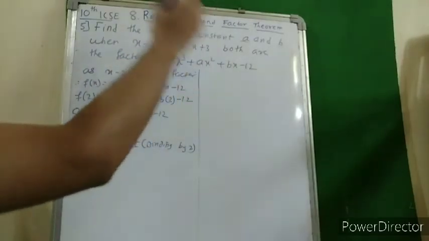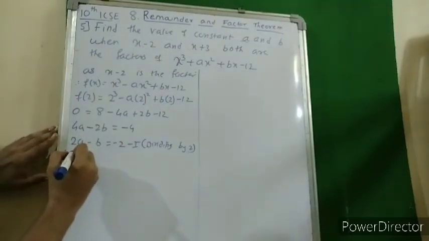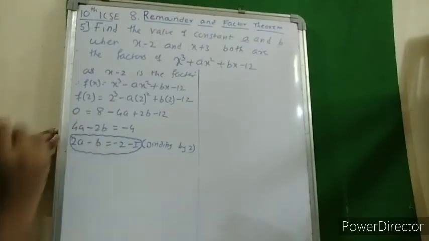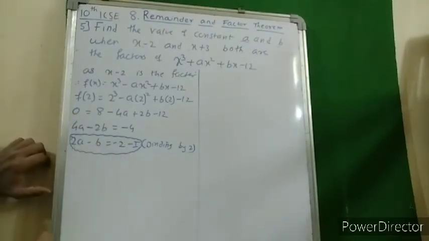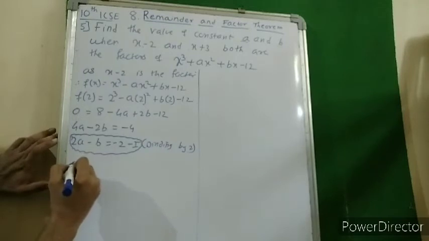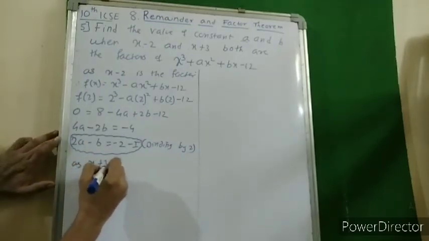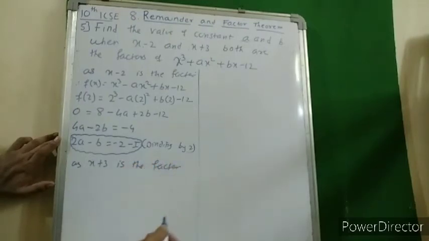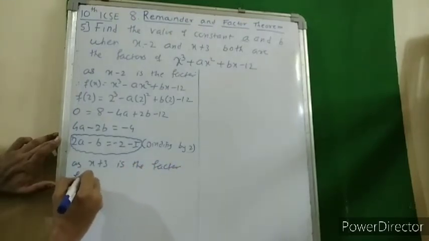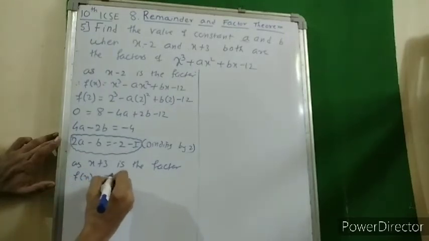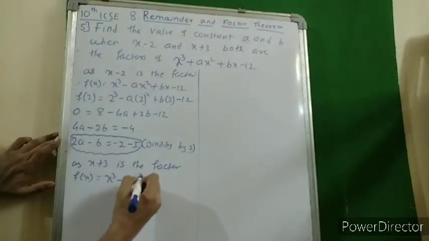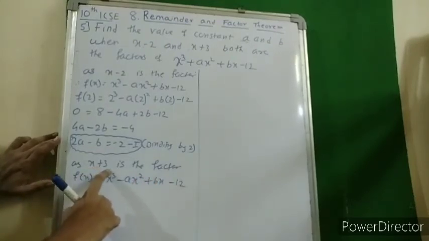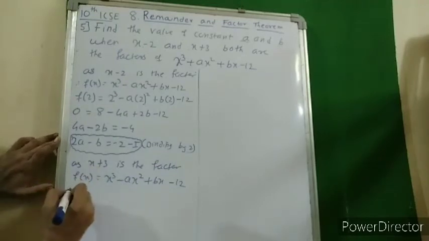So this is the first equation. Now we have x plus 3 as the factor. So as x plus 3 is the factor, therefore function of x is equal to x cube minus ax square plus bx minus 12. As x plus 3 is the factor, we will substitute x is equal to minus 3.